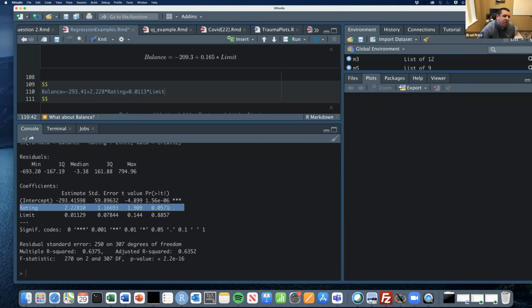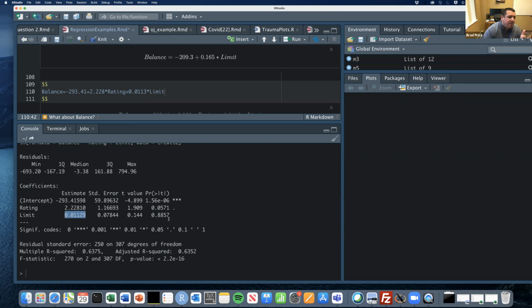Now, we're going to look at these p-values. This p-value asks the question, is the slope for rating 0 given limit is in my model? The p-value says it's right at 0.05. If we're using 0.05 as my threshold, that's above it. So I fail to reject. I can't prove that the slope for rating is not equal to 0.